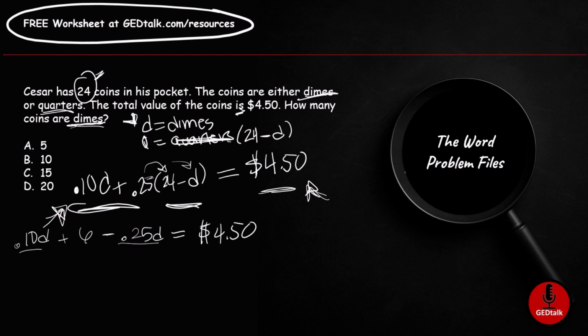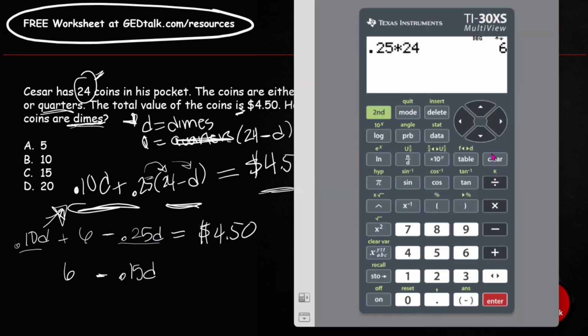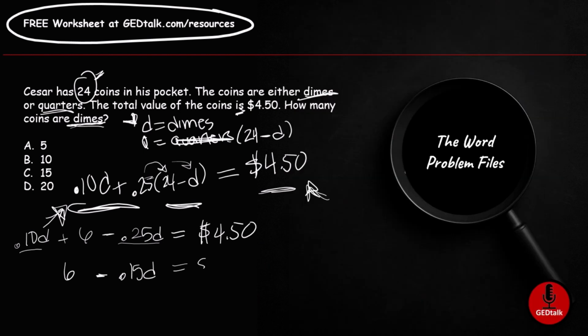What do I have over here? I have like terms. So let's go ahead and combine our like terms. 0.10 minus 0.25 is going to give me 0.15D. And I'm going to bring the 6 down. And if you need your calculator, folks, grab your calculator, clear your screen, and do that. Go 0.10 minus 0.25. Hit enter, and we get negative 0.15. So now I'm going to bring down the rest of the problem. Now I need to bring the 6 over. So minus 6 on the left to cancel it out, minus 6 on the right.